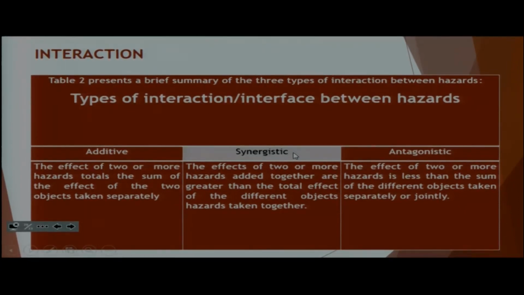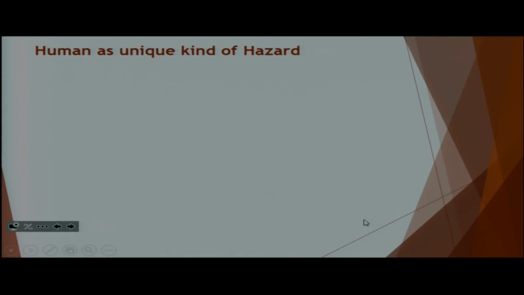Additive: the effect of two or more hazards totals the sum of the effect of the two objects taken separately. Synergistic: the effect of two or more hazards added together is greater than the total effect of the different objects or hazards taken separately. And lastly, antagonistic: the effect of two or more hazards is less than the sum of the different objects taken separately or jointly. Very important.